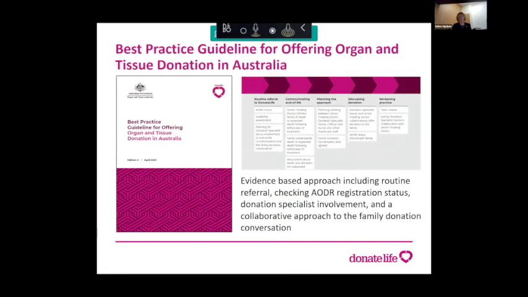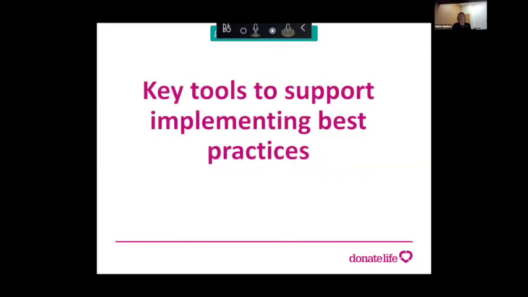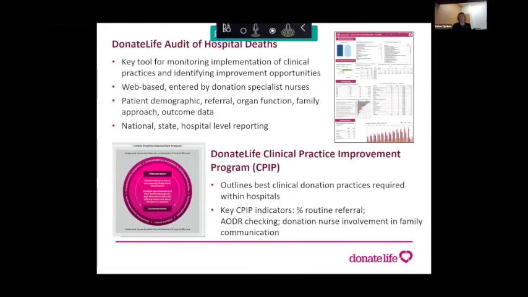And our best practices are now articulated in a broad guideline, and they include various elements: routine referral at end of life to donation services, checking the registration status of a person prior to family approach, the involvement of a donation specialist. And again, driving this practice change and gaining acceptance amongst the intensive care community has relied upon our medical donation specialist staff.